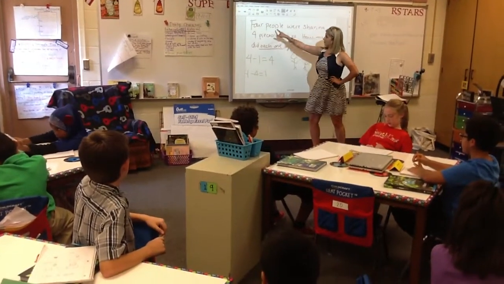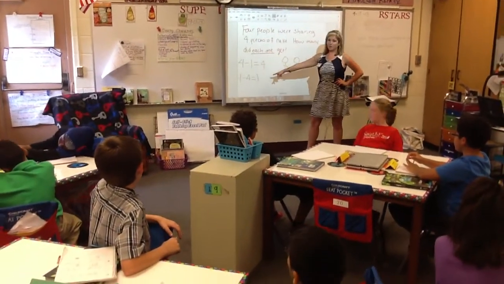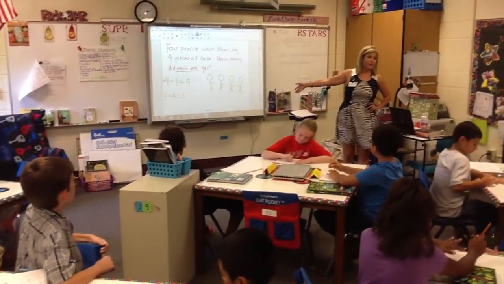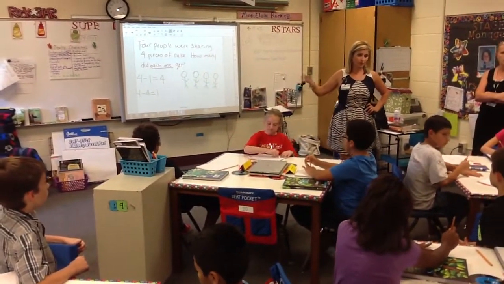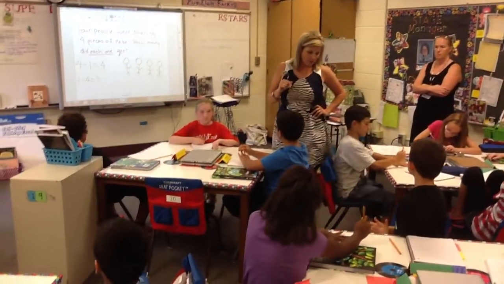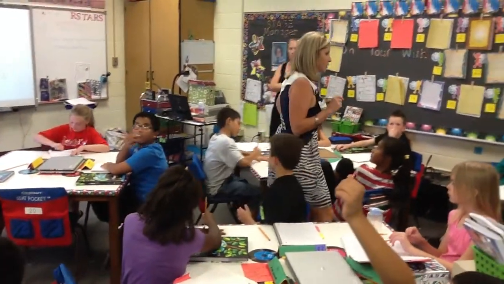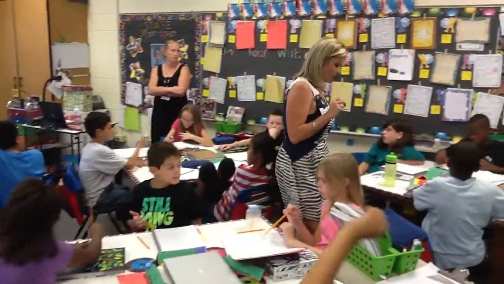So why does this one work for this math problem and not this one? They both are true statements. 4 divided by 1 is 4. And 4 divided by 4 is 1. So why does the second one work but not the first one for what our division scenario was?